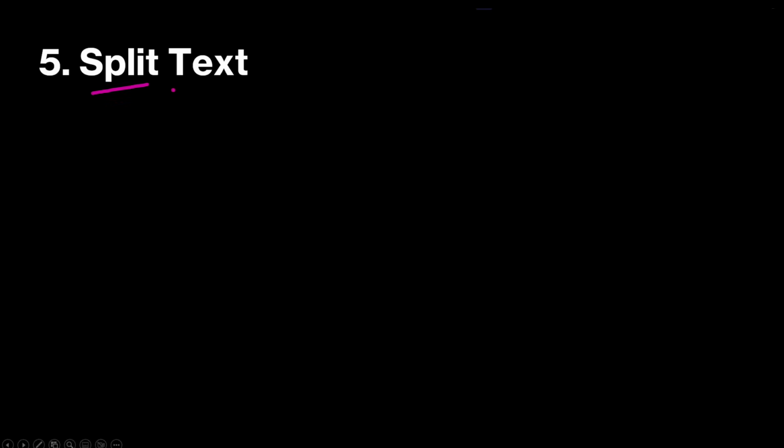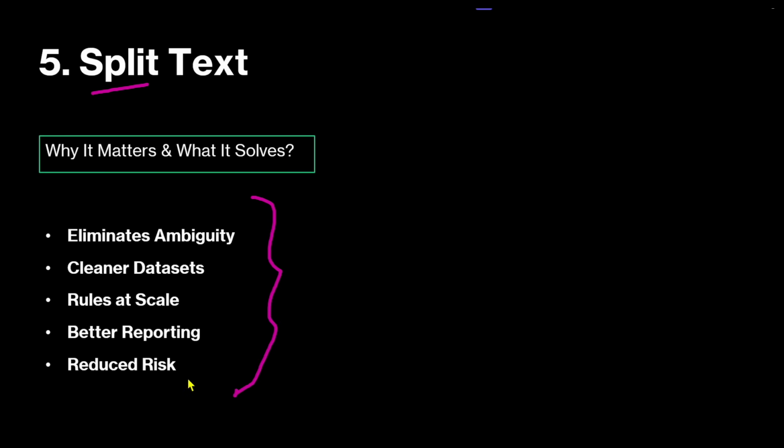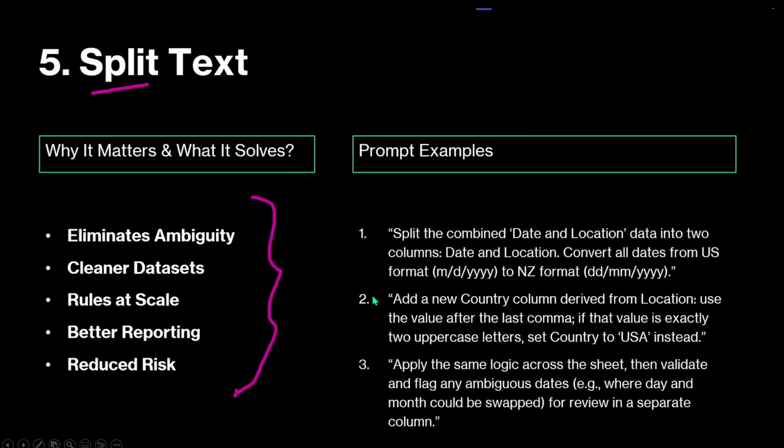Next feature we're going to learn is called split text. This feature is going to eliminate ambiguity. It can help you convert some dates from a different region to another format so that your reports and reconciliations aren't misread across regions. This allows you to split mixed fields into tidy columns such as date, location, country, making pivots and lookups reliable. So let's go ahead and try a couple of these prompts to look at how you can split text.